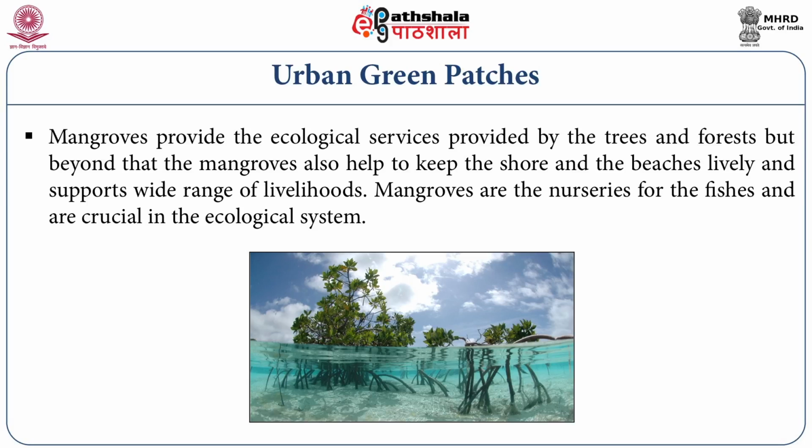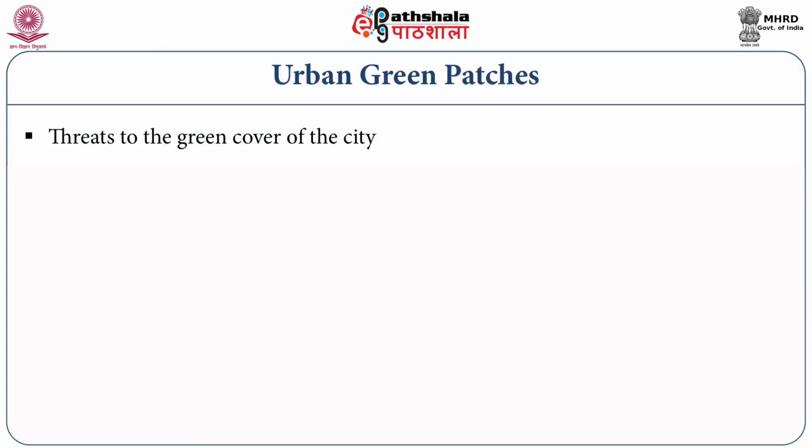Mangroves are the nurseries for fishes and are crucial in the ecological system. They are an essential part of maintaining the food chain and the environment. Mangroves are carbon sinks and the cleansing mechanism of the sea. Mangroves have been largely destroyed in India and other developing nations, causing a threat of soil erosion, ingress of seawater into the land. Marine life gets affected because of the gradual disappearance of mangroves, and also the fish population gets affected. Threats: what are the threats to the green cover of the city?